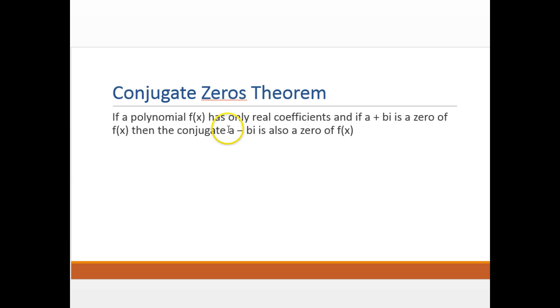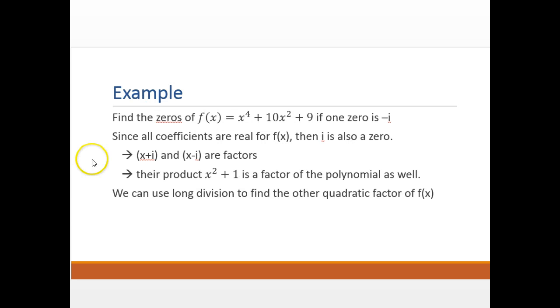And this leads to our conjugate zero theorem. If a polynomial has real coefficients, and if a plus bi is a zero of f of x, then the conjugate a minus bi is also a zero of f of x. In other words, if you have one, you have to have the other as long as all the coefficients are real numbers. In other words, there are no i's included in the coefficients. Let's look at an example.